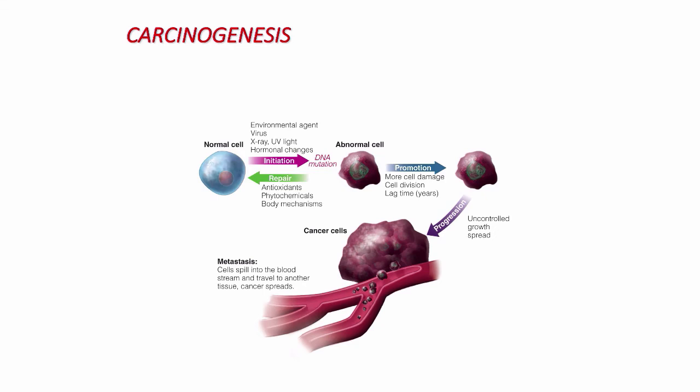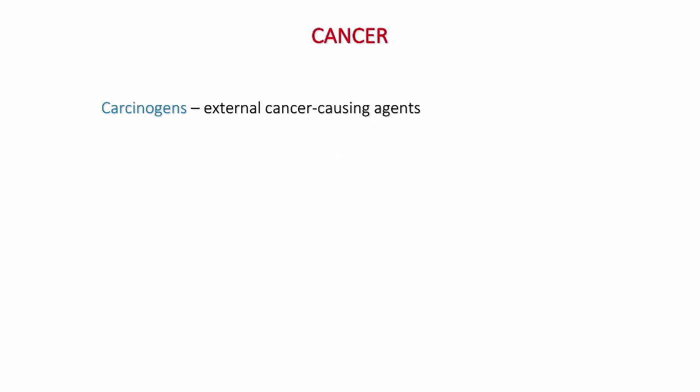Metastasis is what occurs when a cell breaks off from the original tumor, from the site of origin, goes into the bloodstream or the lymphatic system, and spreads to other parts of the body. Now, metastasis is what occurs in what are called solid tumors, tumors of the brain or the breast or the lung or the prostate. Metastasis is not what occurs when someone has lymphoma or leukemia. These are blood cancers. Carcinogens are external cancer-causing agents.